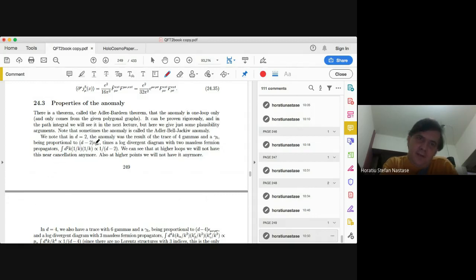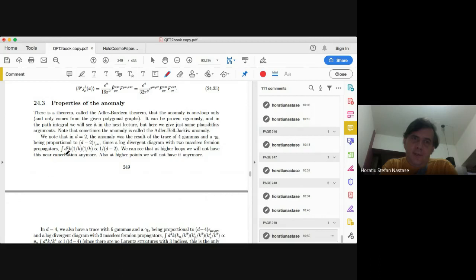So we cannot cancel this. The divergence from the trace is always proportional to d minus 2. So it's always this leading divergence. It's d minus 2, not d minus 2 squared or anything else. But at higher loops, you'll have a higher divergence. So this is 1 over epsilon, but at higher loops it is 1 over epsilon to the L. Then also not at higher points.